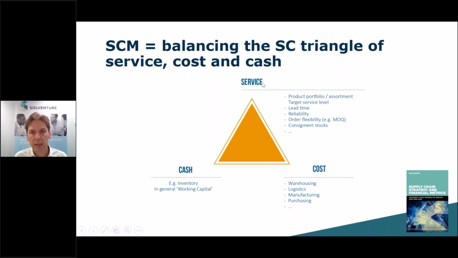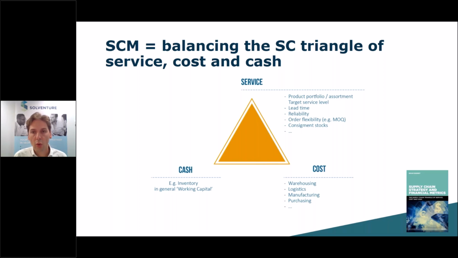Then we have the service side of the triangle. When you think about service, you really need to take a broad perspective. So service on the one hand is your on time in full delivery performance. So what is my lead time towards the customer, and what is the reliability on that promised lead time? These two aspects are typically summarized in the on time in full. But it also has to do with, for instance, the product portfolio. How broad is your product portfolio? If I have a broader product portfolio, a broader assortment with more choice for the customer, that's also an aspect of service.